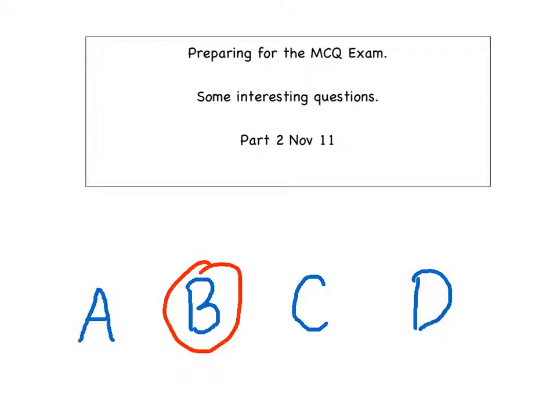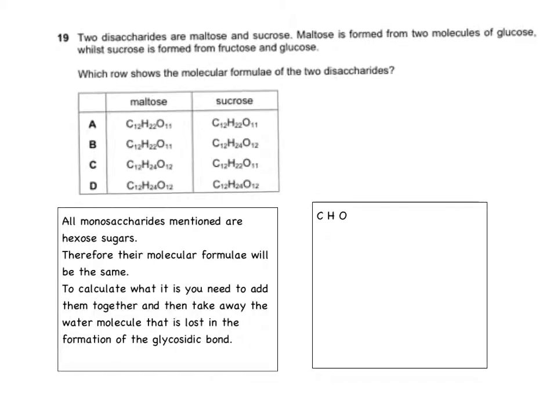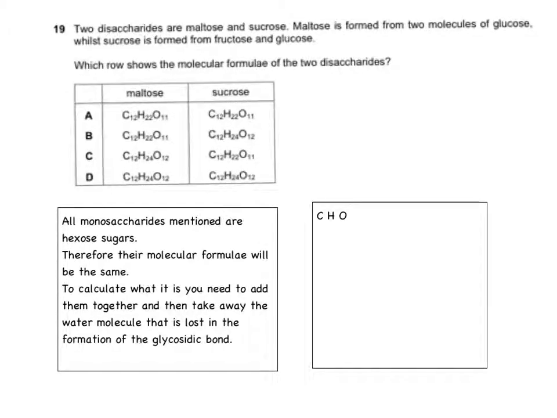More exam technique points from the November 2011 paper. This question is asking you to identify the molecular formula of the two disaccharides. So, points to remember. All the monosaccharides mentioned are hexose sugars, therefore their molecular formula is going to be the same. So to calculate what it is you need to add them together and then take away the water molecule that is lost in the formation of the glycosidic bond.